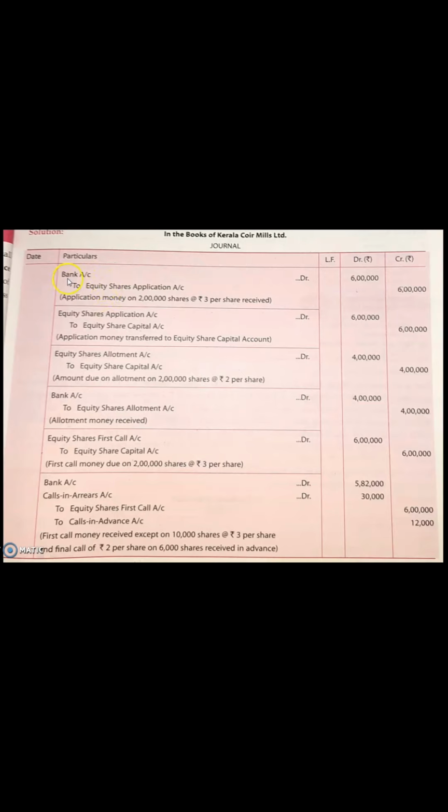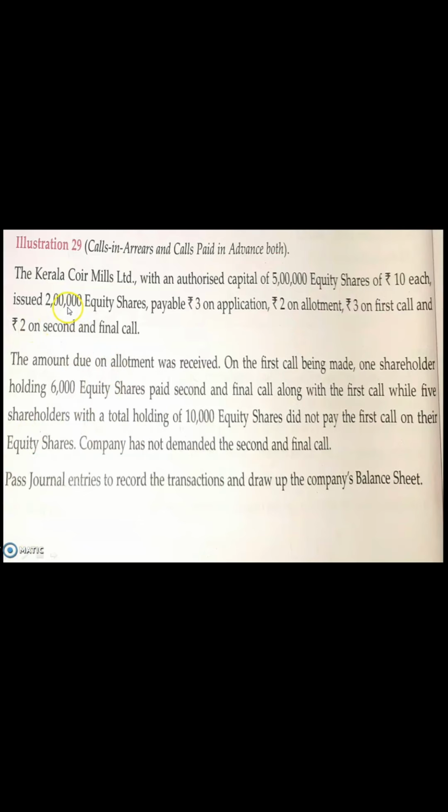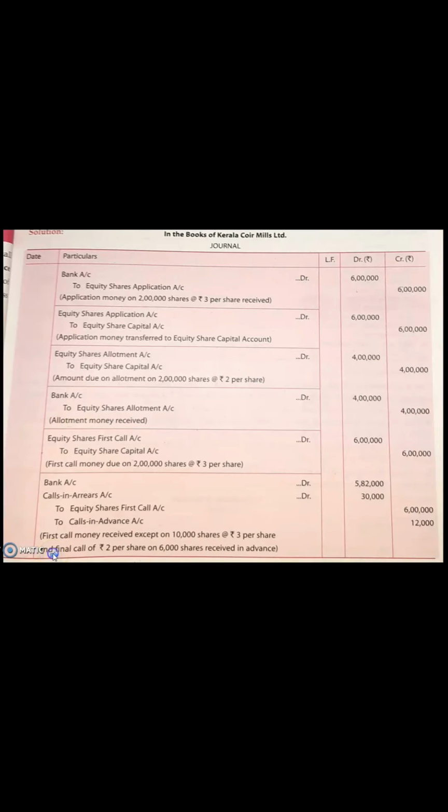So the first entry is bank account debited to equity share capital account. As I mentioned, how much shares were issued? 2 lakh. And how much is payable at the time of application? 3 rupees. So 6 lakh you have to collect during the first installment. So bank account debited rupees 6 lakh to equity share application account 6 lakhs. Being application money on 2 lakh shares at the rate of rupees 3 per share received.